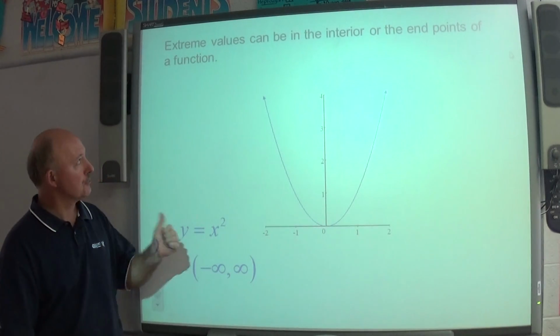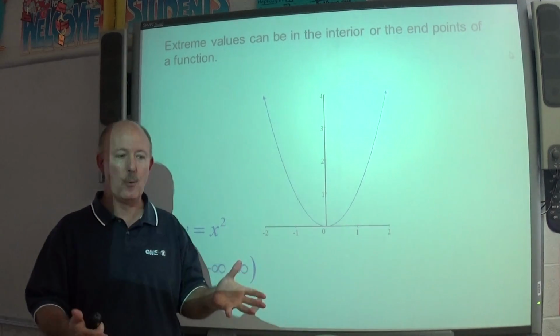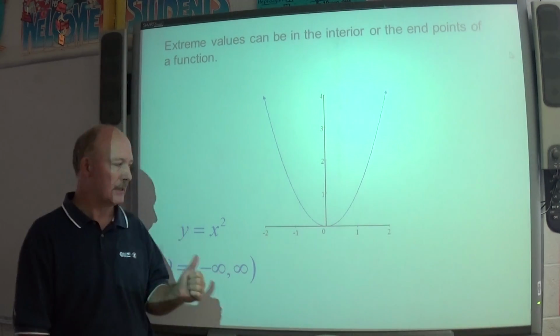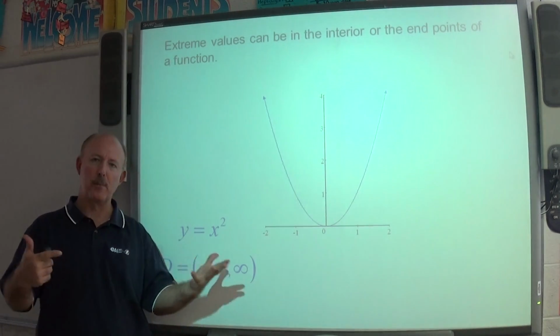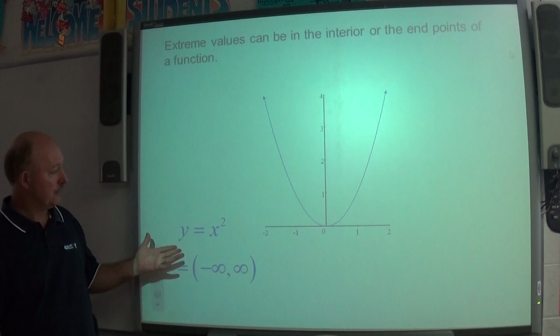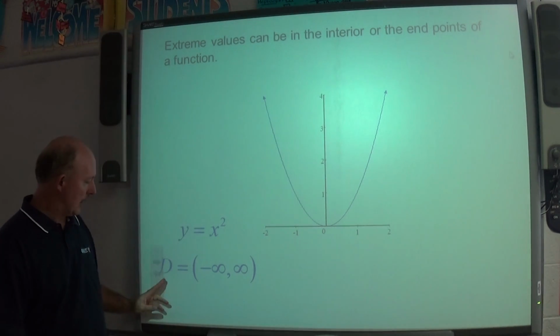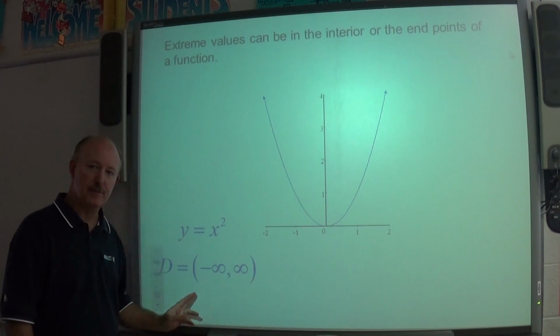So let's take our first example. Extreme values can be in the interior or at the endpoints of a function. For the first example, we're going to use this as our defining rule, y equals x squared, just a little parabola. We're all familiar with our parabolas. On this parabola we're not restricting the domain at all. Let's say the domain is from negative infinity to positive infinity.